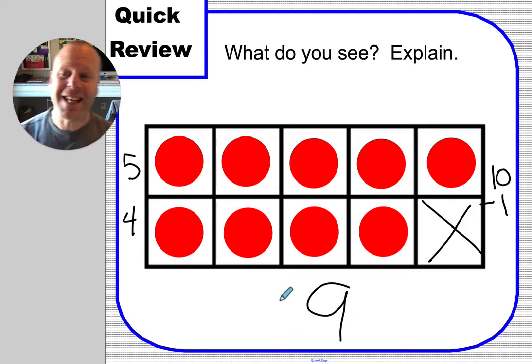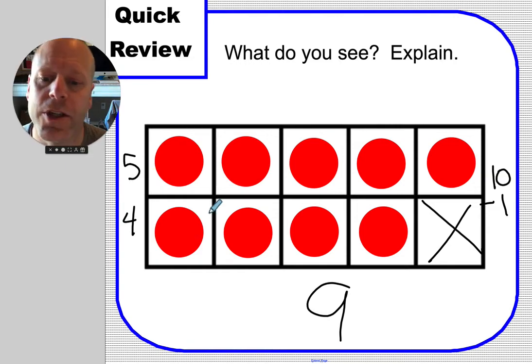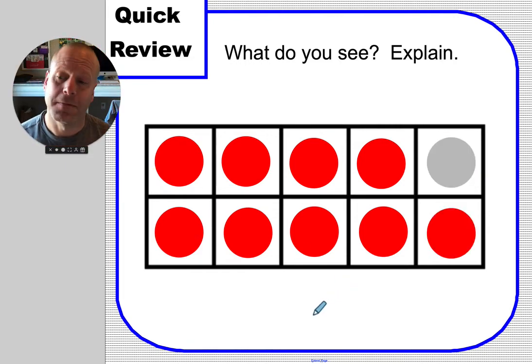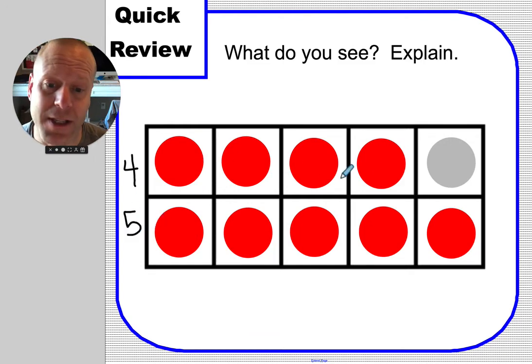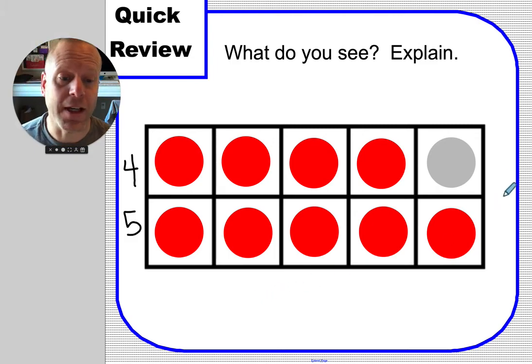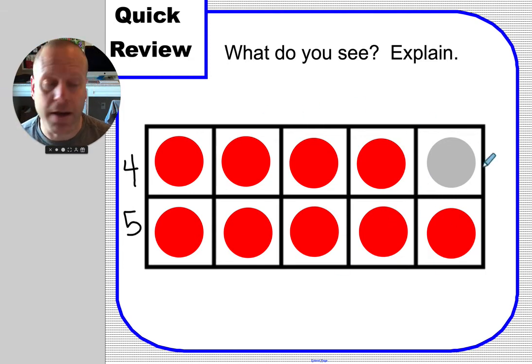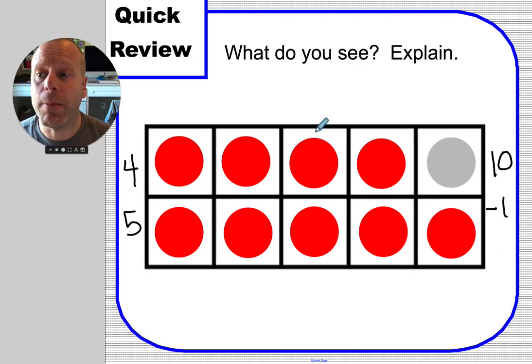All right, this next one I put in there just to get you thinking. What do you see? Well, first thing I can tell you is we could flip those around and see 4 plus 5 if you're counting the red dots. You could definitely do that same 10 take away 1, right? And you could tell me the answer is 9.